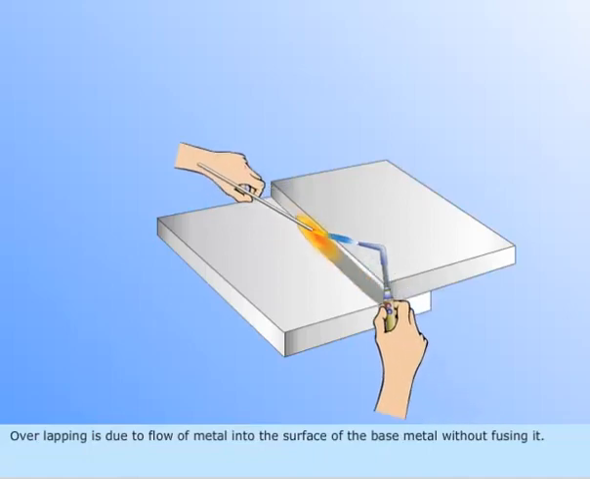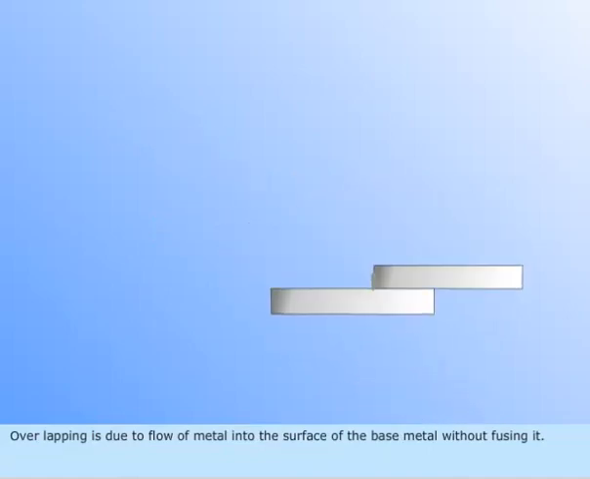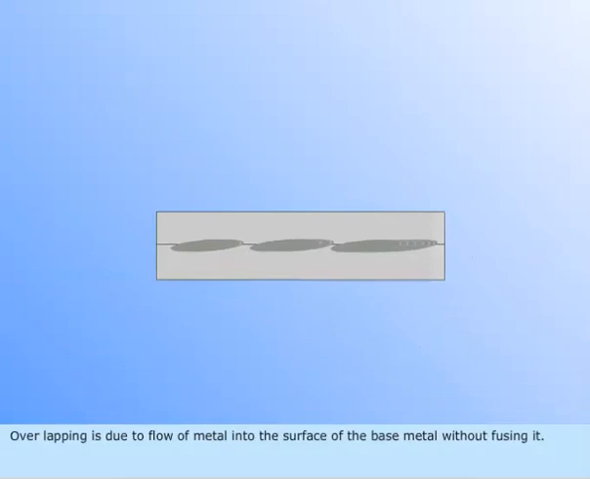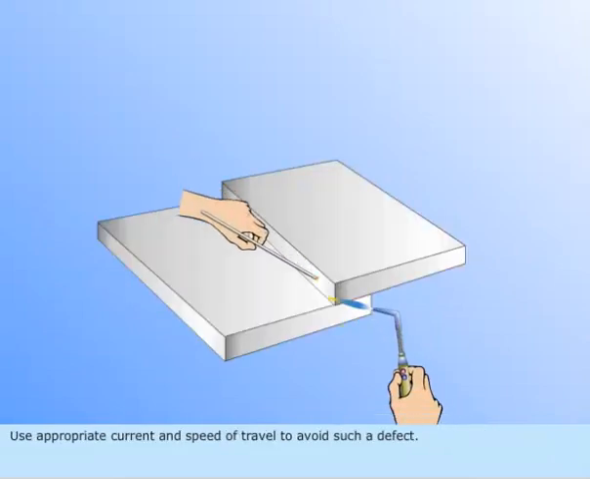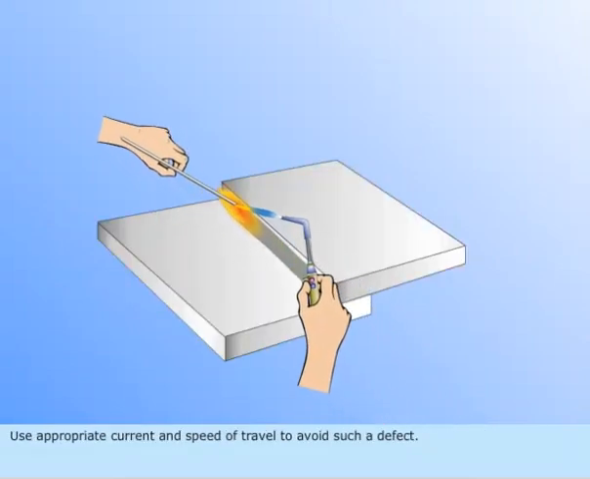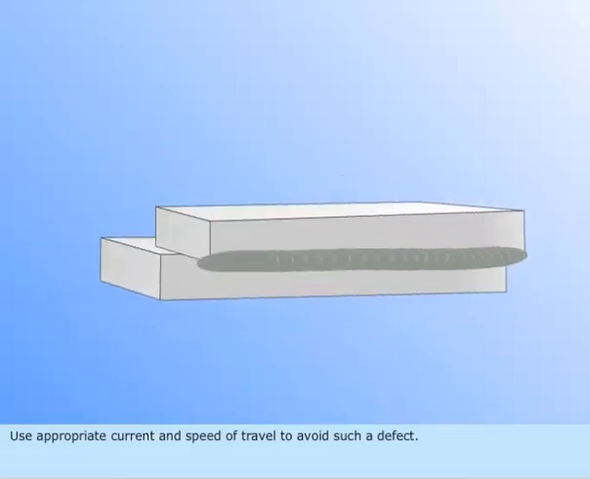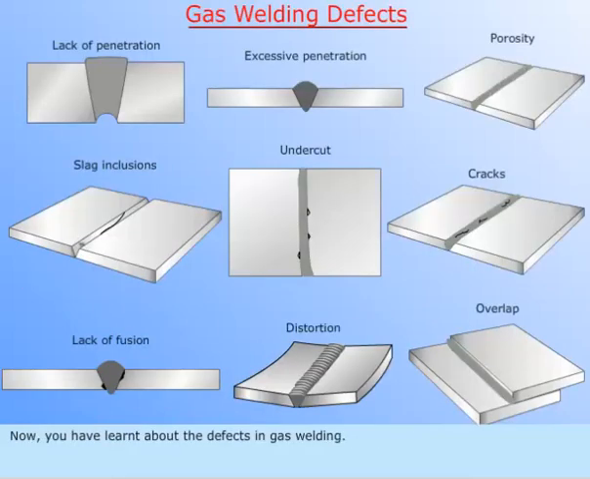Overlapping is due to flow of metal into the surface of the base metal without fusing it. Use appropriate current and speed of travel to avoid such a defect. Now you have learnt about the defects in gas welding.